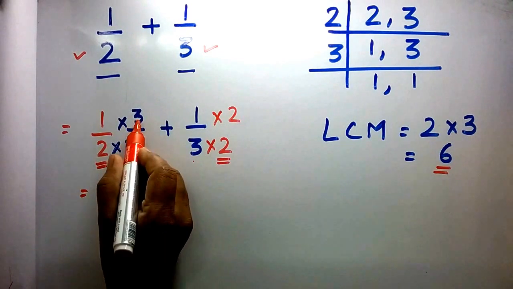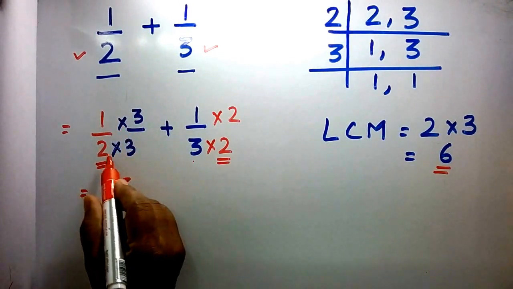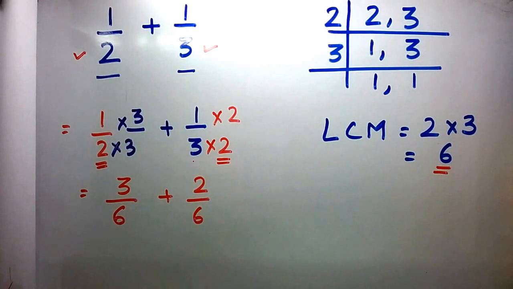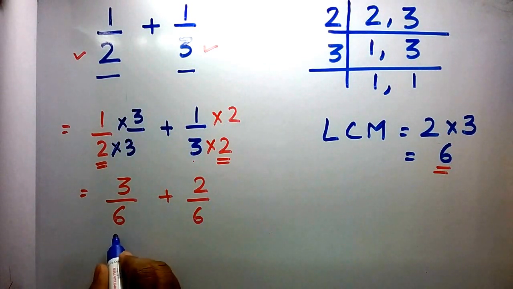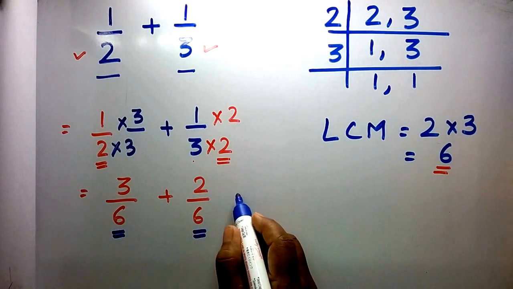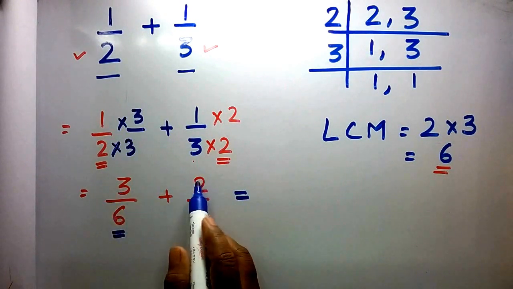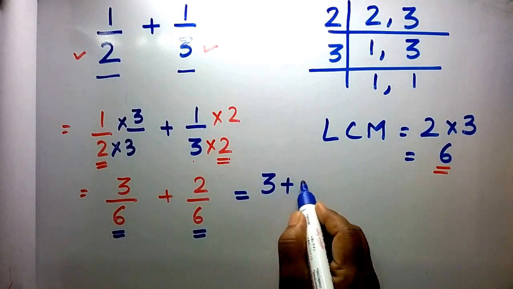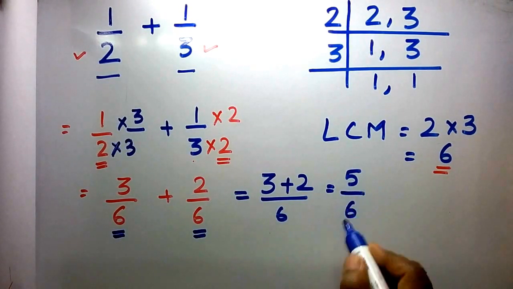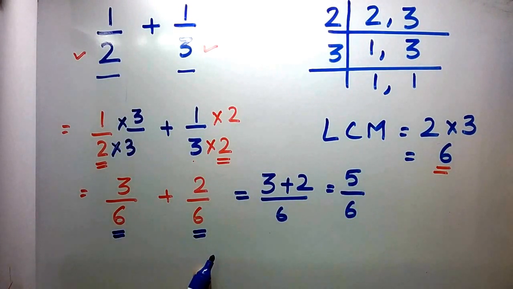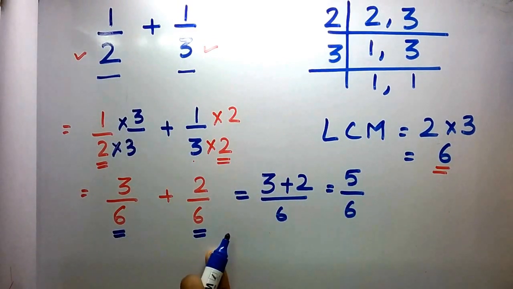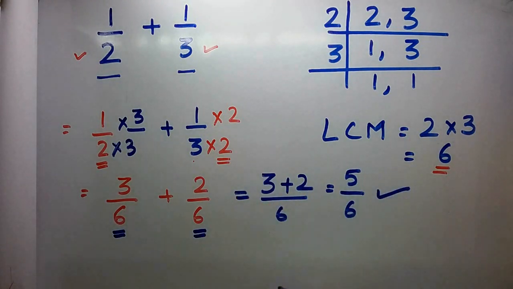So whatever number you are multiplying in the denominator, multiply the numerator with the same number. So you'll get 3 ones are 3, 3 twos are 6, plus 2 ones are 2, 3 twos are 6. Our main aim was that the denominator should be the same. We got the same denominator. When we get the same denominator, you can add the numerators, that is 3 plus 2 upon 6, that is 5 upon 6. So whenever denominators are different, first make them the same. Whenever it is the same, just add the numerators and you get the answer.